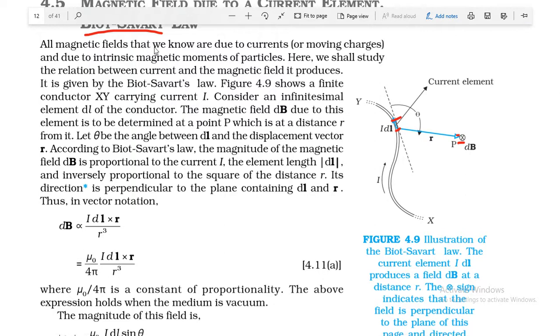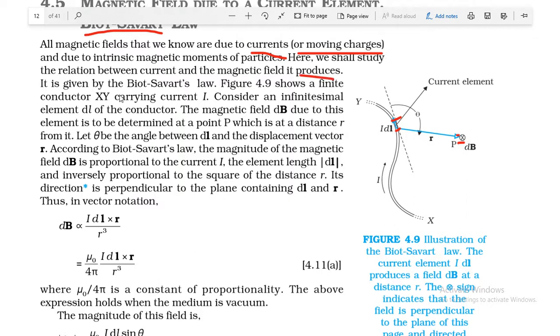All magnetic fields that we know are due to currents or moving charges. Current means moving charge, or you can say charges moving with uniform velocity or variable velocity are responsible for the current. So if we use the term current, it means we are talking about moving charge. All magnetic fields that we know are due to currents or moving charges and due to intrinsic magnetic moment of the particles. Here we shall study the relation between current and the magnetic field it produces.